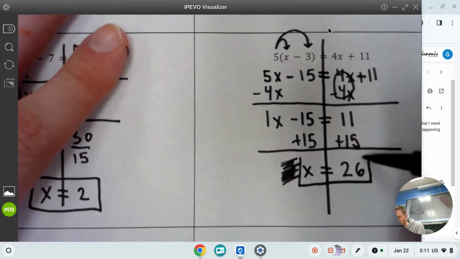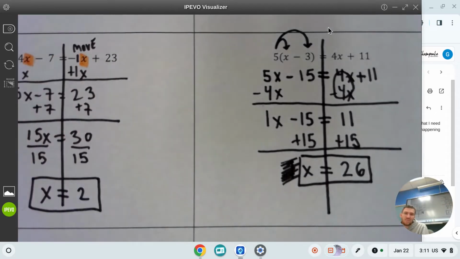1x is the same thing as a plain old x, right? I'll be honest with you, it's kind of like amateur algebra. You have to divide by 1 because it's just kind of a waste of time. It doesn't really mean anything.